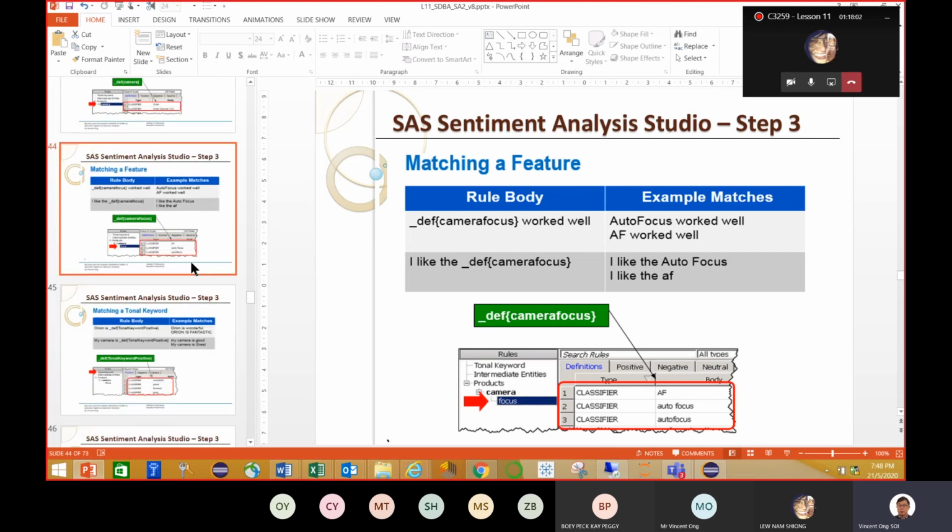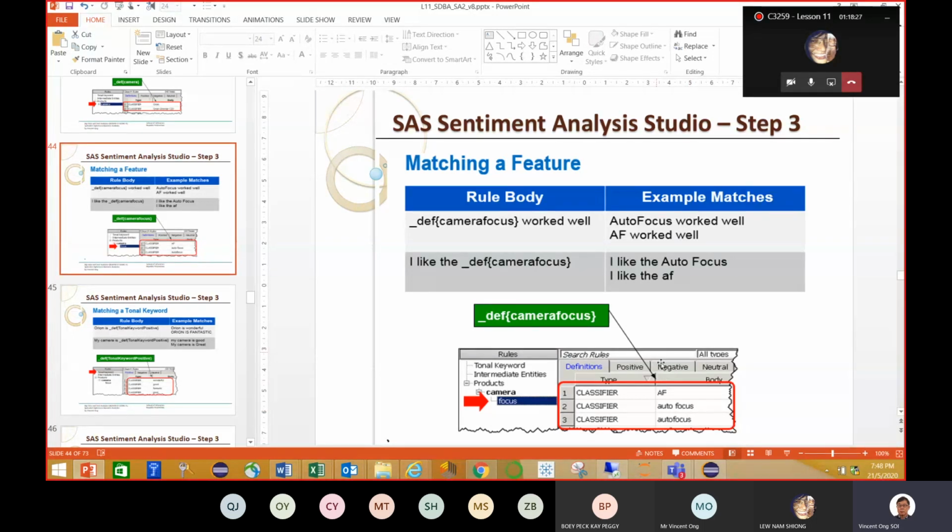This one is another one. This one is anything after, right? The camera focus. So this is the feature, right? I'm looking at the feature. The camera focus is defined as AF, autofocus, and so on. That's how you talk about the space, right? Maybe this one is also defined here.